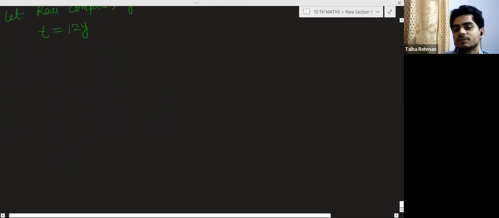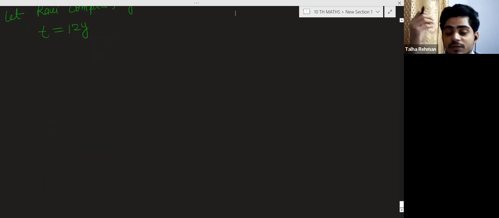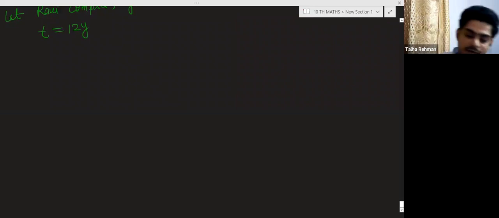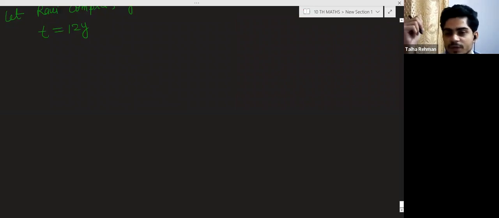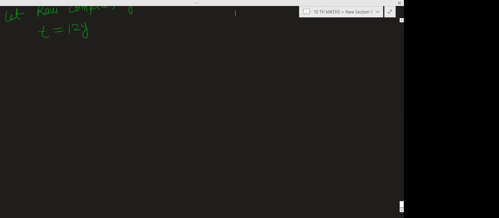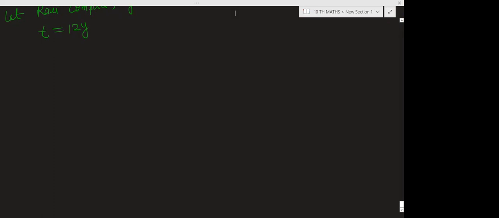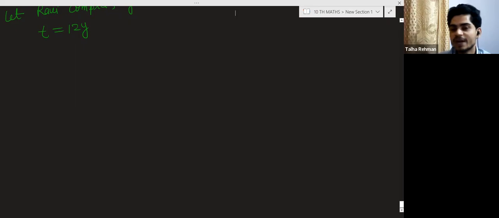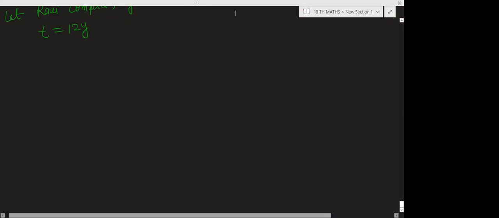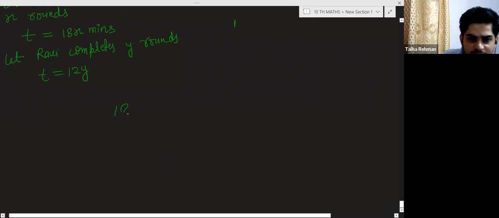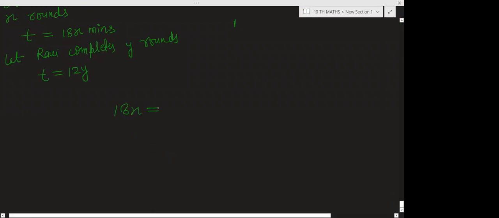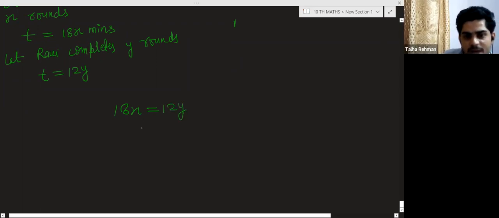Suppose you want to meet your friend, there is a meeting with your friends at 5 p.m. So you and your friends must be at some position where you are meeting at 5 p.m. Am I correct or not? If you want to meet someone, you have the same time. You both have the same time. So these times are equal: 18X will be equal to 12Y.